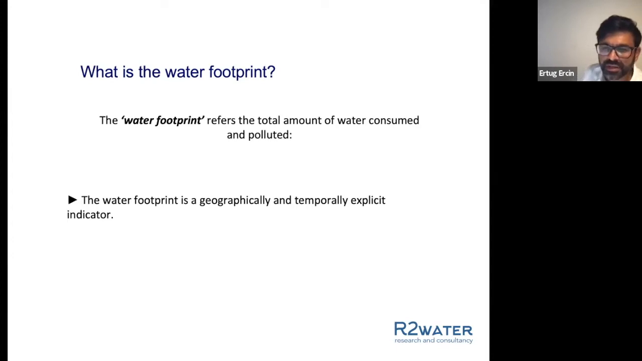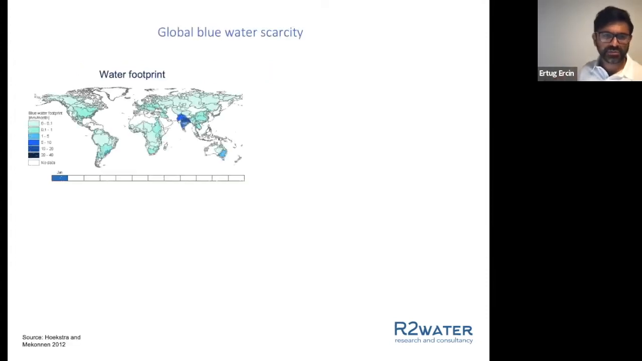To understand, this water footprint is multidimensional. What does it mean? It is a geographically and temporally explicit indicator. What does it mean? Water use changes per time. So look at this map. When you look at this map, this is now February. This is a global map of the globe. Light blue means low water footprint. Dark blue means high water footprint.